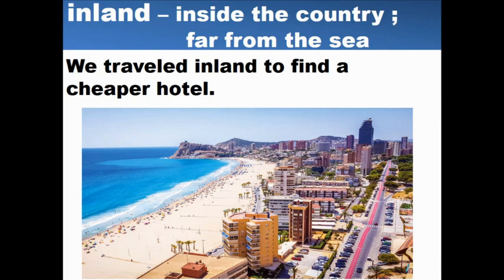The word inland is used to mean far from the sea. If you look at that picture, you have those parts that are closer to the ocean, and you have those parts that are very far away from the ocean, where you see the cars and the trees. So this part where you see the trees and the cars, this is called inland. It's far away from the sea.